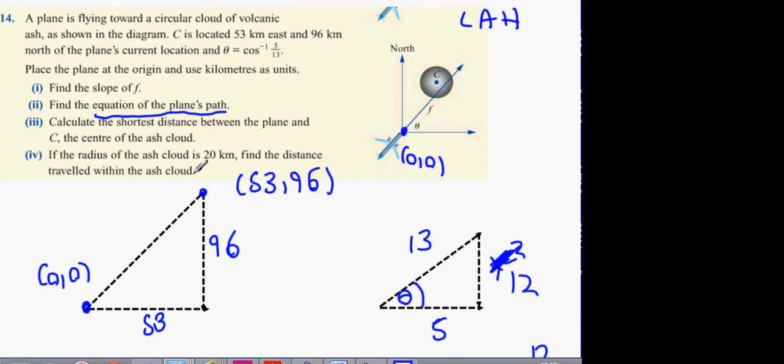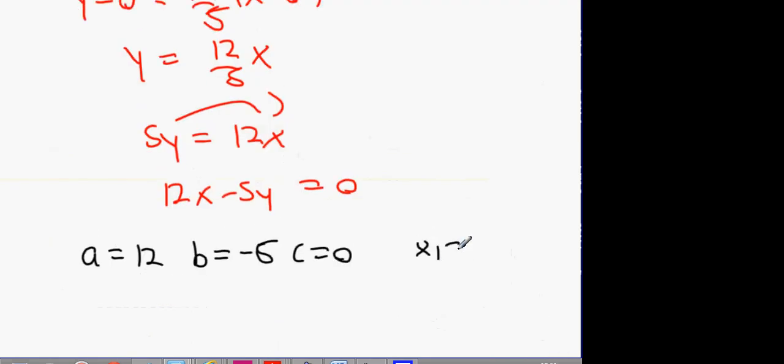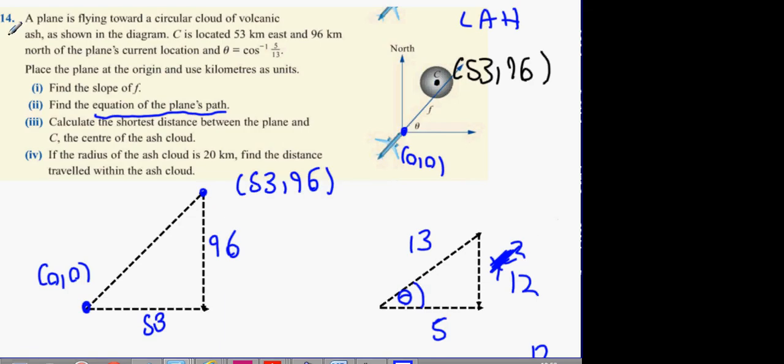Okay, calculate the shortest distance between the plane and the centre of the ash cloud. The centre of the ash cloud is located at 53, 96. So x1, y1 is 53 and 96. Did you already do that? You found that? No, we haven't done it yet. We just got the equation of the line, Simon.